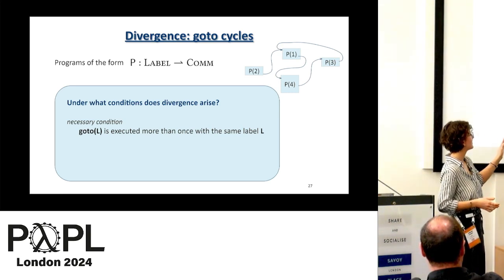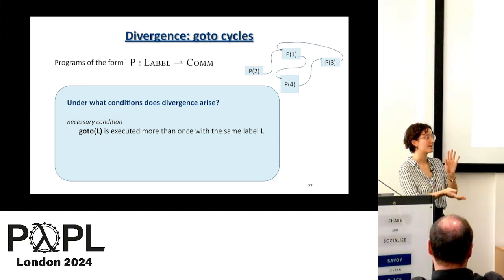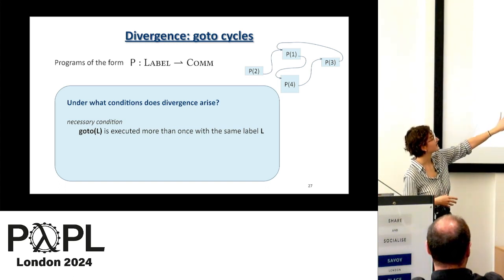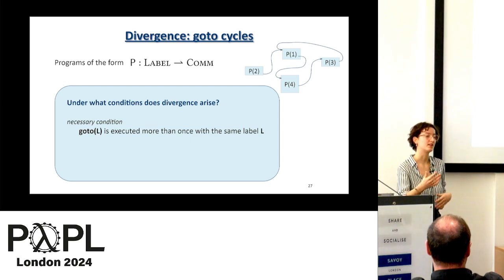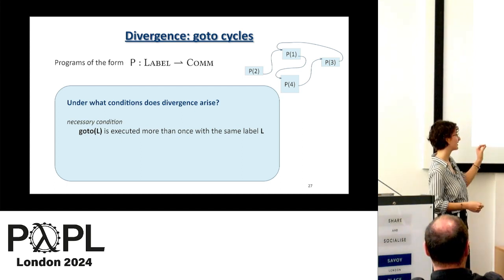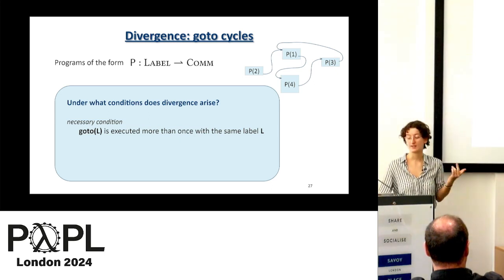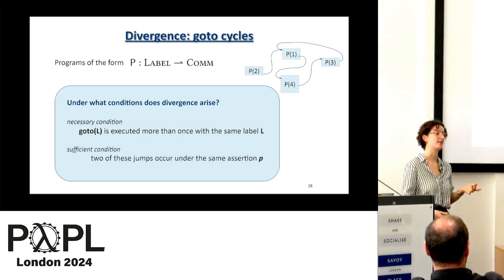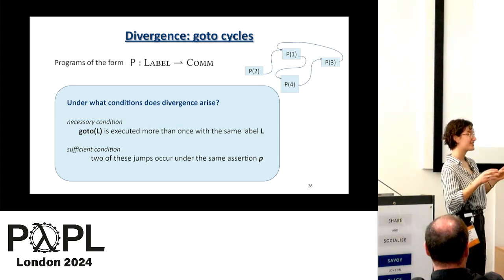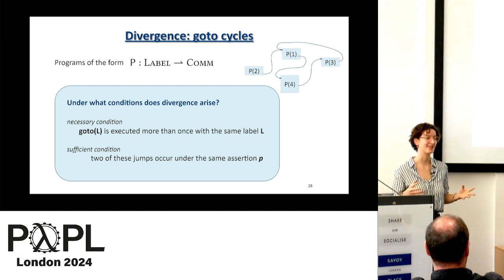So we jump to the same label twice, but the problem is we have structures such as assume, so we can change the control flow, and it's possible that even if there's a cyclicity, we go through that cyclicity a number of times, like 3, 4, 5, whatever, but at some point the program still terminates. So it's not enough to say that you jump to the same label twice, because we can still terminate. You need another condition, which is a sufficient condition, and that is that 2 of these jumps occur under the same assumption, and I will get into detail about what I mean by that.